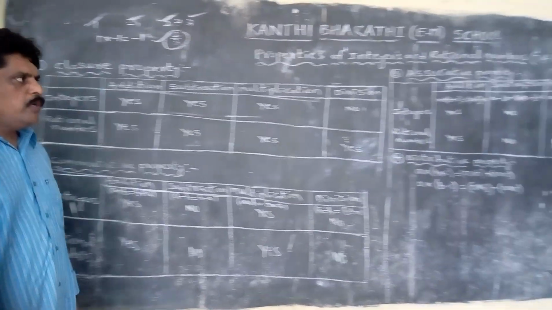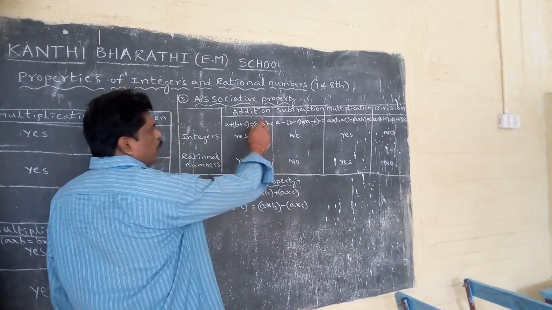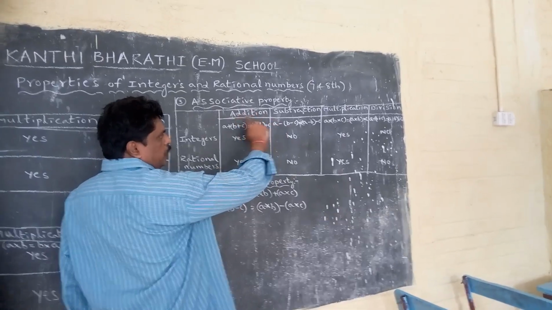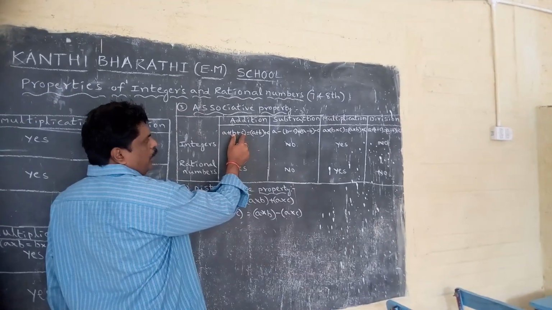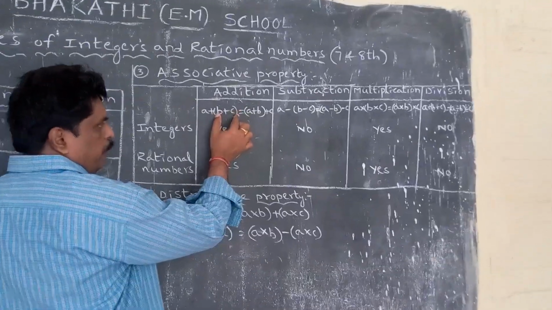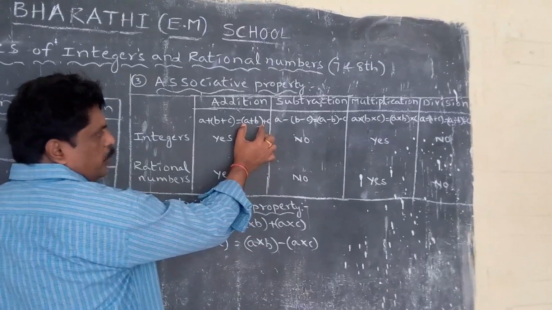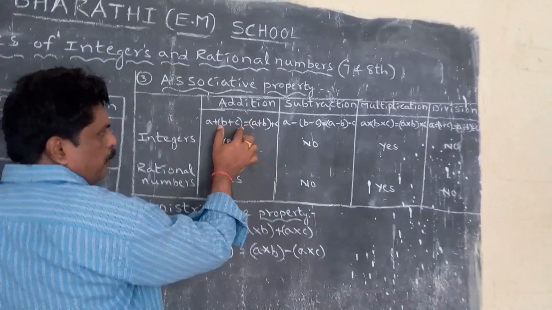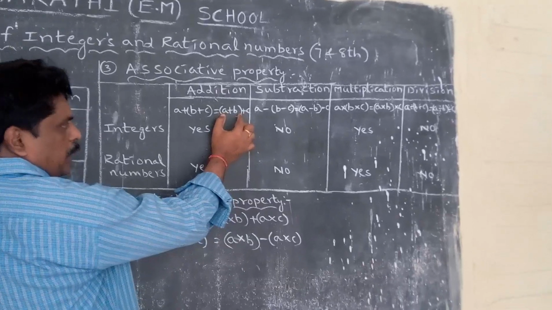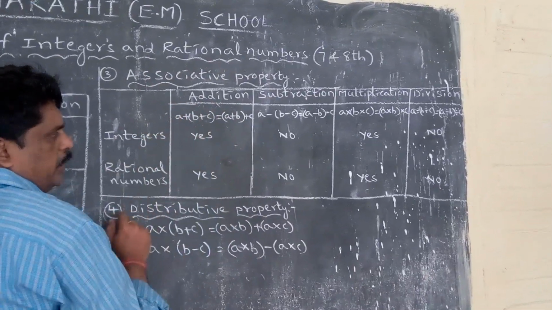Okay. Next one is the associative property. So what are the formulas for the associative property? I have written here for addition, subtraction, multiplication, division. A plus B plus C. You have to give a bracket for B plus C here. Here you have to give a bracket for A plus B. So the value of A plus bracket B plus C equals bracket A plus B plus C. If both are equal, then the property exists.